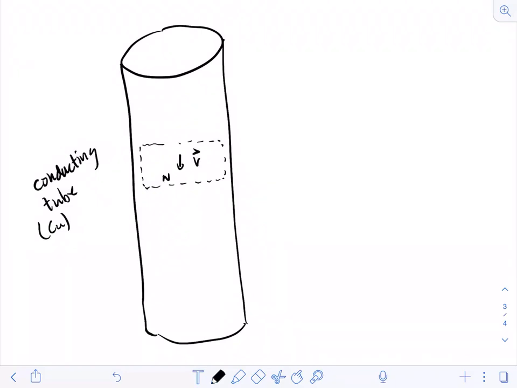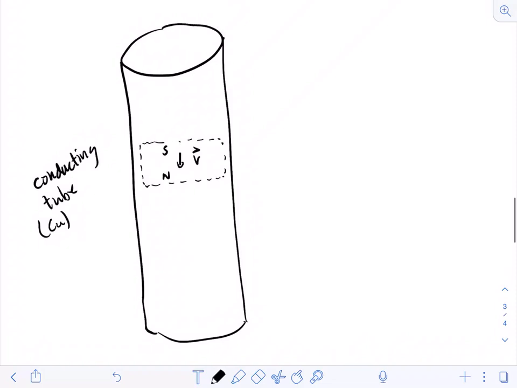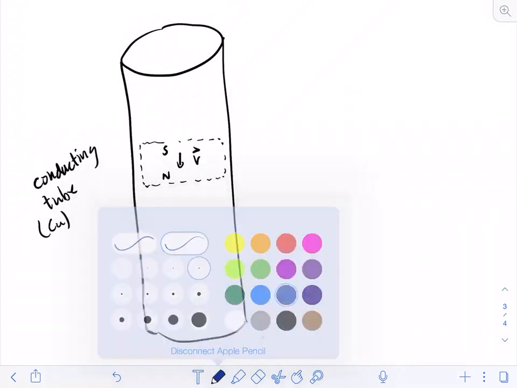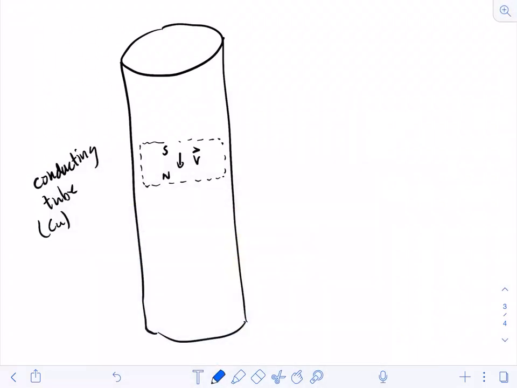And let's suppose that here we have the north pole of the magnet and here we have the south pole of the magnet. So that means we have a magnetic field at the north pole pointing down, and at the south pole, well, it's also pointing down. So that's the magnetic field. Okay. Draw my magnetic field lines a bit nicer.